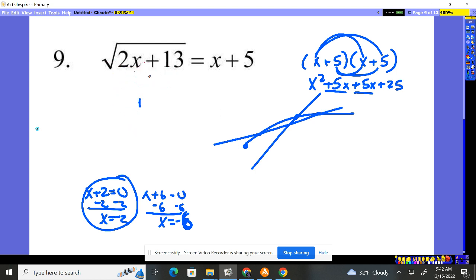But we now need to see, does negative 6 work? Maybe it does, maybe it doesn't. Let's find out. 2 times negative 6 plus 13. 2 times negative 6 is negative 12. Negative 12 plus 13 is 1. The square root of 1 is 1. But when you plug negative 6 into x plus 5, you get negative 1. 1 doesn't equal negative 1. So this is an extraneous solution. So the only solution to the problem is x equals negative 2.